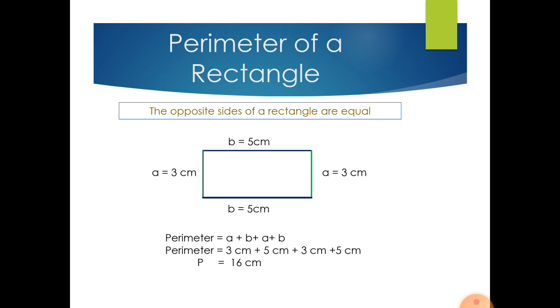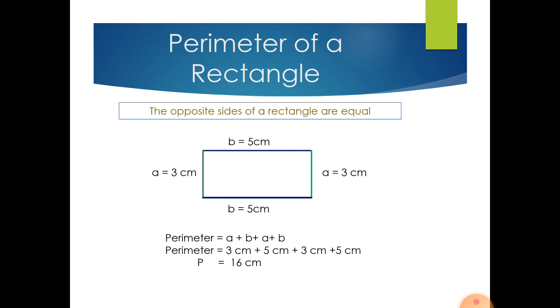Perimeter of a rectangle. We know that opposite sides of a rectangle are equal. This is a rectangle. If we have a length that is denoted by B equal to 5 centimeter, the opposite length is also 5 centimeter. If we talk about breadth, that is A equals 3 centimeter, and the opposite breadth is also 3 centimeter.